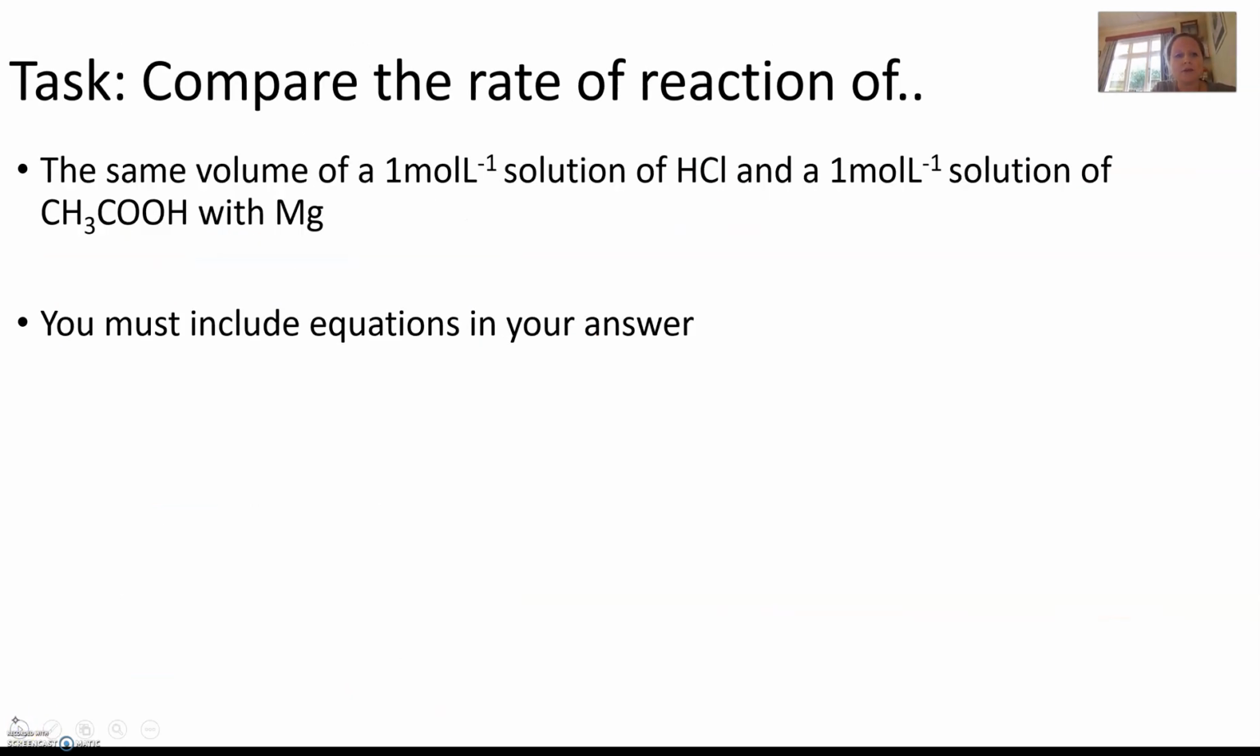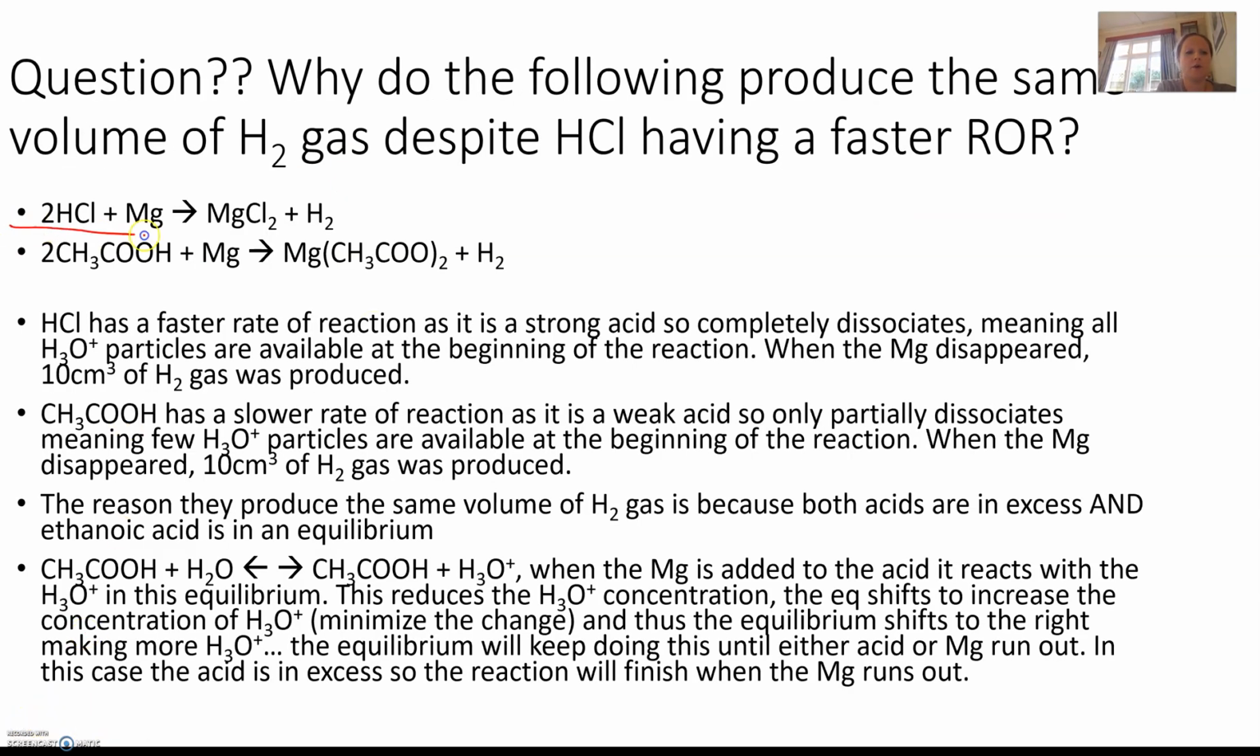Okay, compare the rate of reaction of the same volume of 1 mole per litre HCl with 1 mole per litre ethanoic acid with magnesium. So here are the two equations, okay? Now these are actually both one-way reactions because we're not reacting in water here, we're actually reacting with a substance and they both will fully react. It's just the fact that because HCl fully dissociates, it reacts faster, okay?